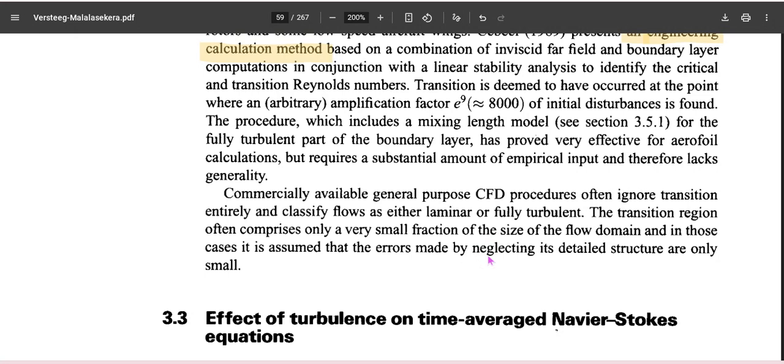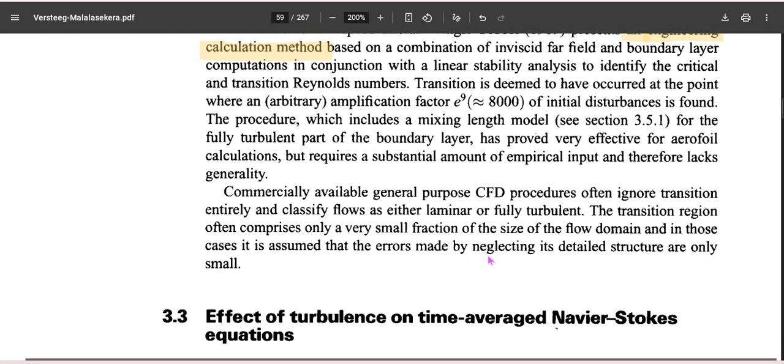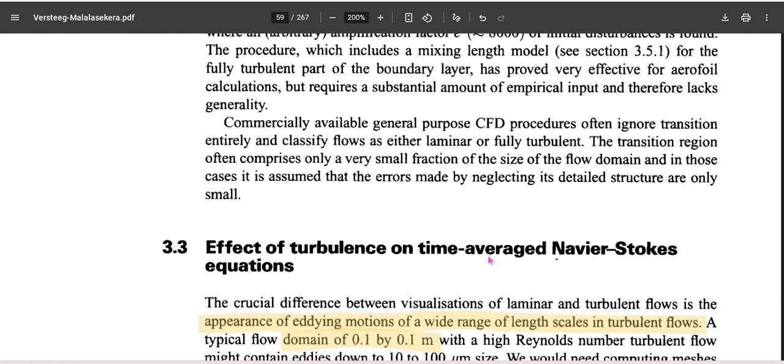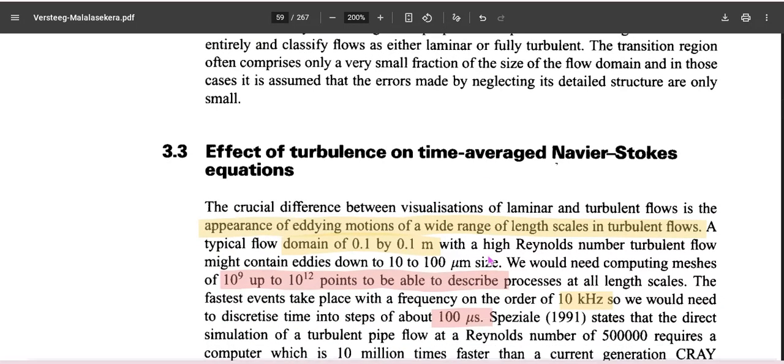transitions and classifications. Okay, hopefully we are coming to the next video about the computational point of view of turbulent flow modeling, and for that we need to understand what time averaging is, and how that time averaging is developed into the Reynolds equation, called the time averaged Navier-Stokes equation. Hopefully we'll see that in the next video.